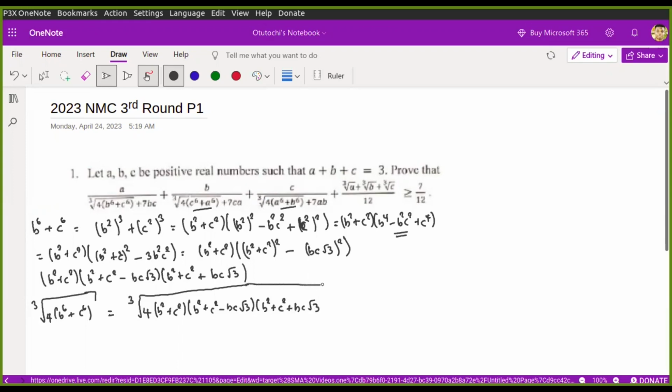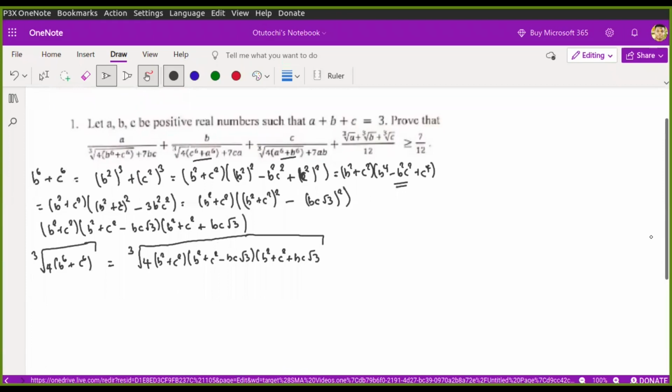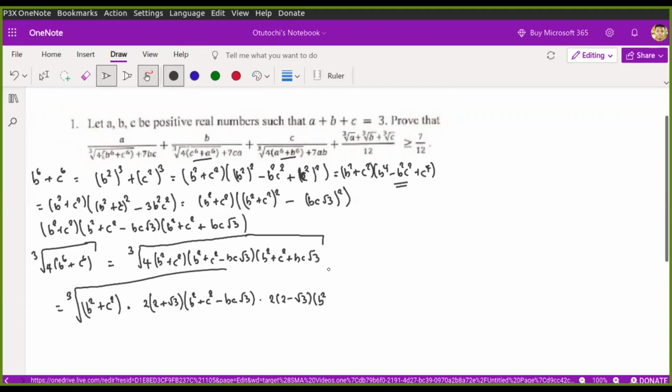And at this point, you are going to use a little bit of initiative, right? This is going to be equal to the cube root of b squared plus c squared times 2 times 2 plus root 3 times b squared plus c squared minus bc root 3 times 2 times 2 minus root 3 times b squared plus c squared plus bc root 3.